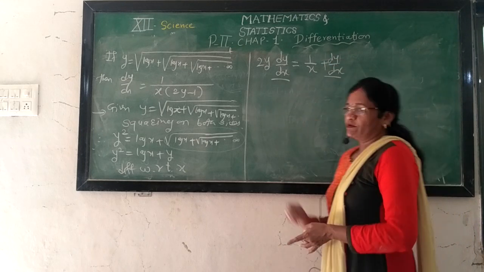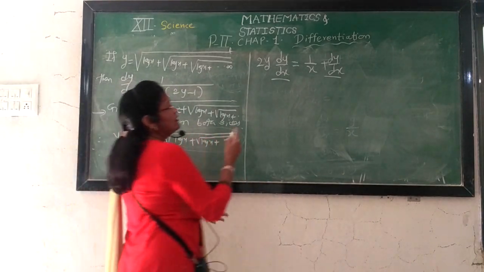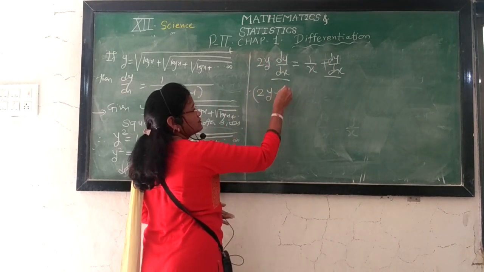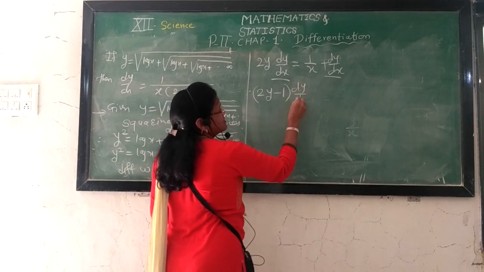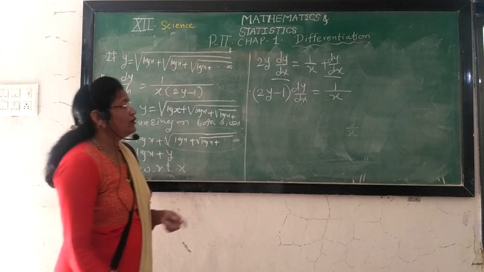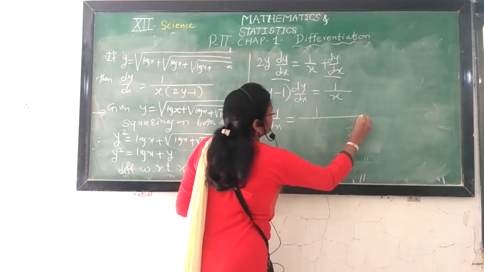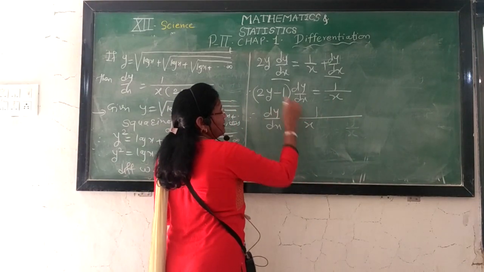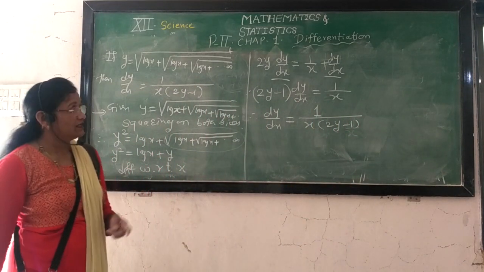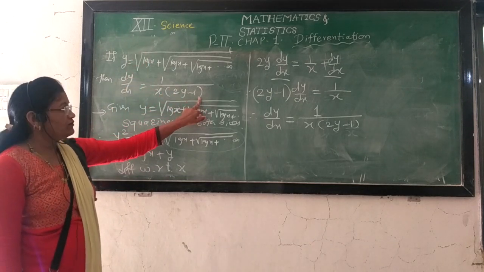Now by using the derivative of an implicit function, collect the terms with coefficient dy by dx on the left side. For the left side, the first term is 2y, and the other term is shifted to the left side, so that becomes minus. The common coefficient is dy by dx. The right side contains only one term, that is 1 upon x, and then at last we get the answer dy by dx is equal to 1 upon x into 2y minus 1.